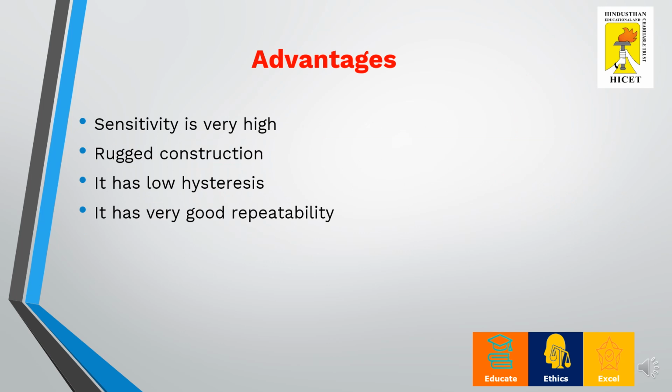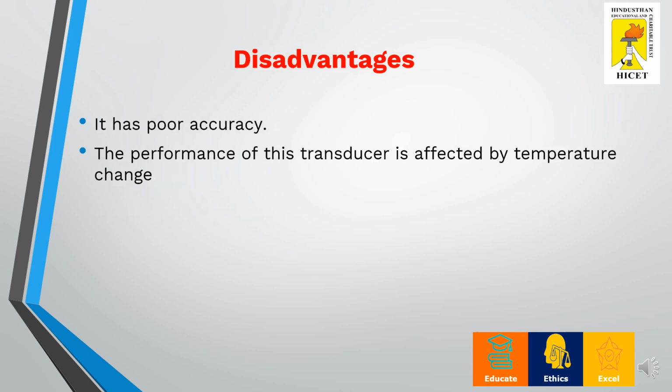What is the main advantage of this? The sensitivity is very high, and it has low hysteresis loss, rugged construction, and very good repeatability. The main disadvantage is poor accuracy. We cannot say it is a major disadvantage, because the poor accuracy happens because of the way the pressure is applied gradually. The performance of this transducer will definitely be affected by temperature.